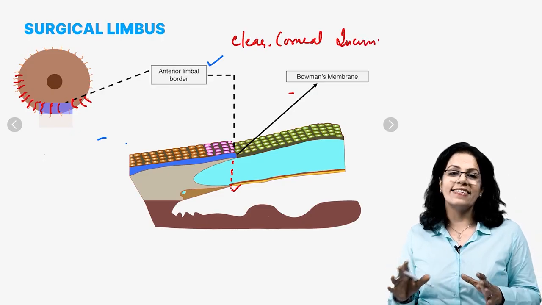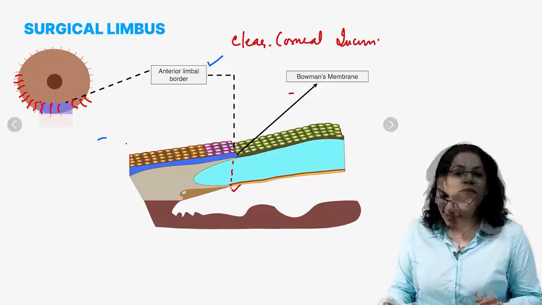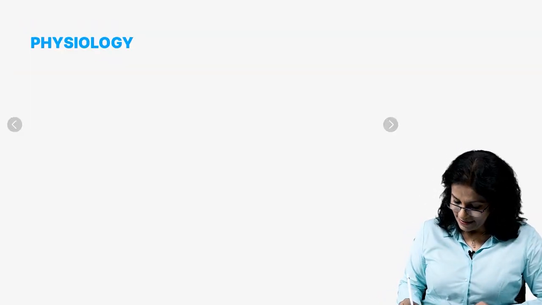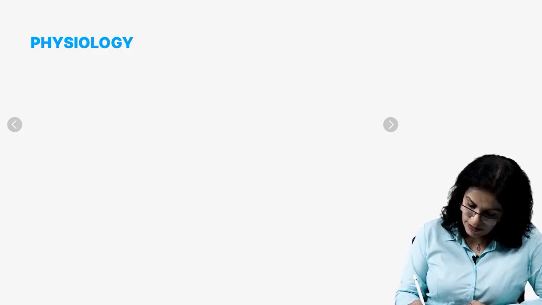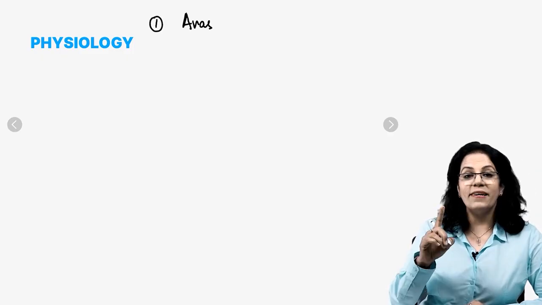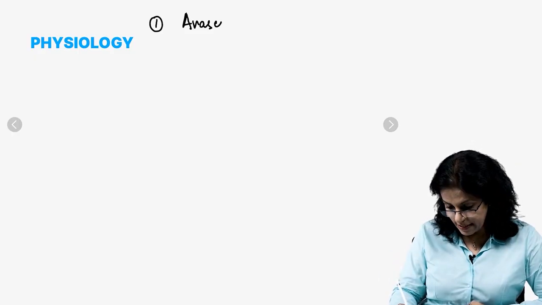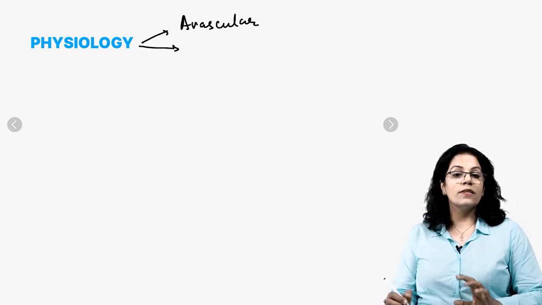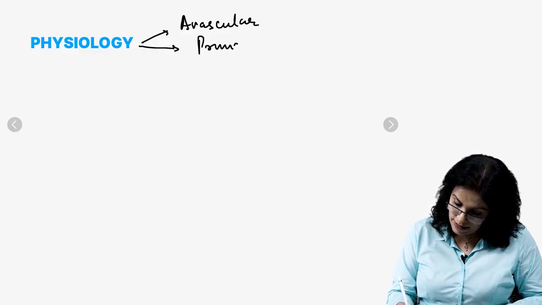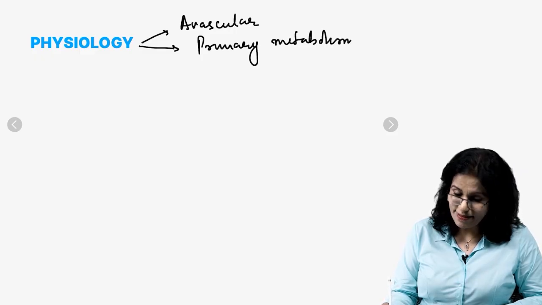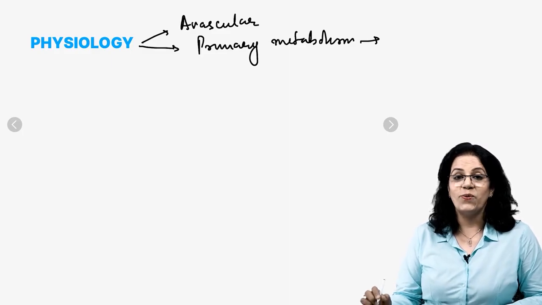Okay, I think this much detail is enough. We don't want to go too much into it. We next talk about physiology. So when you say physiology, what are the points we have to remember? First important thing, cornea is avascular. Except the limbal area where there are capillaries, we have just discussed that, but ultimately we have to learn cornea is avascular. Second is, what is the primary metabolism? So we will learn the primary metabolism here is anaerobic. Am I correct? No.